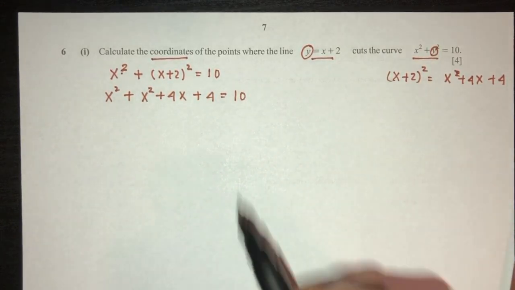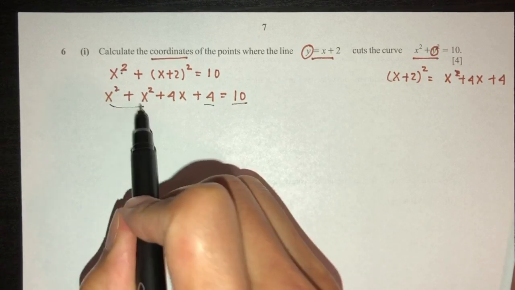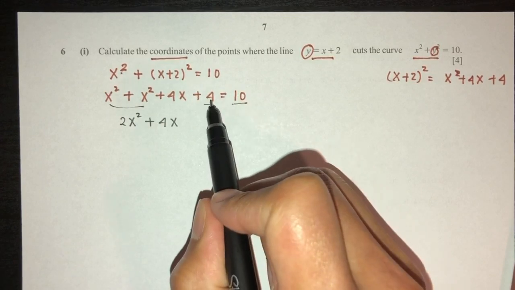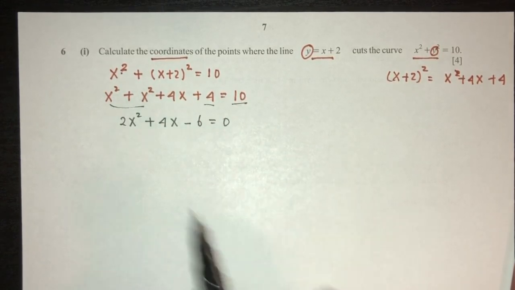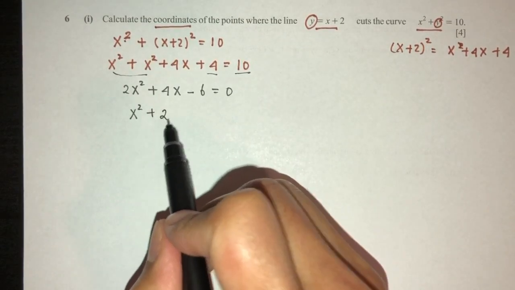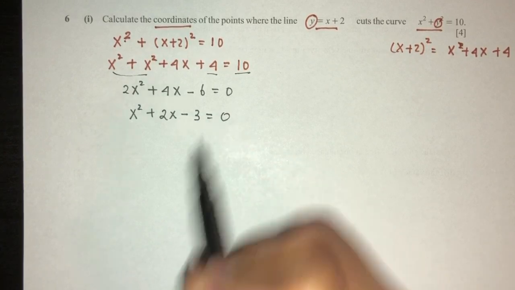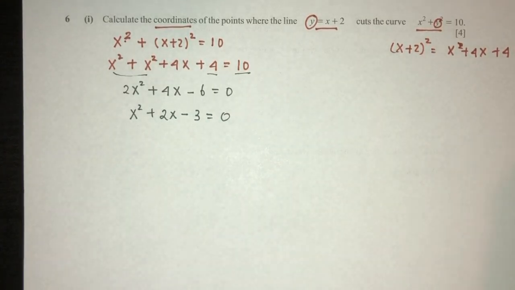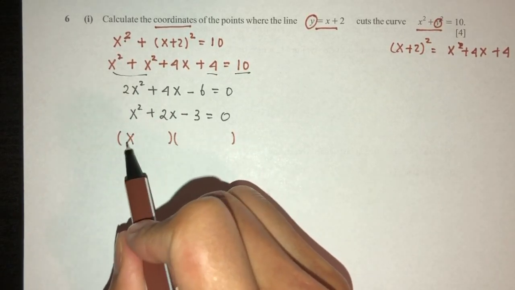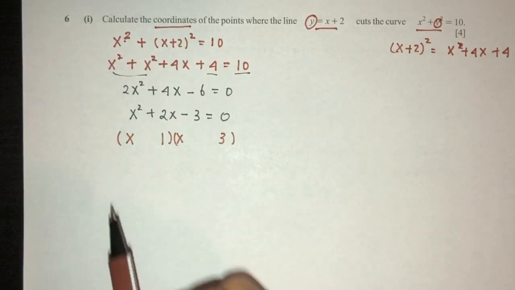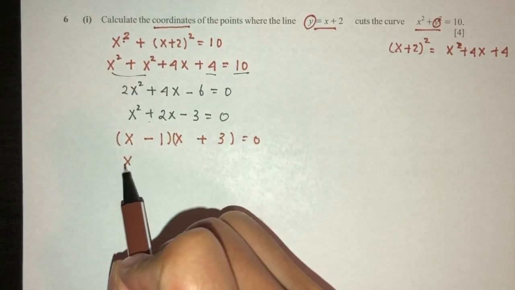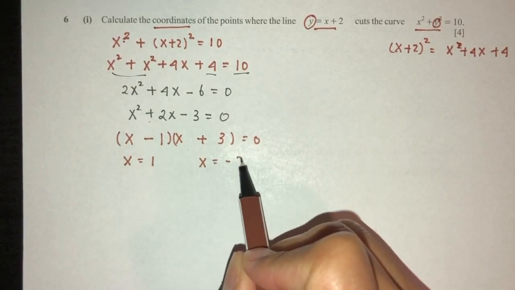Now we have to simplify this 2 and this 2. That will become 2x squared plus 4x. We bring this over here, you will have 4 minus 10, that will be minus 6 equal to 0. Next step is to divide by 2 everywhere. You will have x squared plus 2x minus 3 is equal to 0. Now this one is an easy quadratic equation we can factorize. So 2 brackets, x squared is x times x, and 3 is 3 times 1. For us to get plus 2, we have to do plus 3 minus 1. So x is equal to 1, x is equal to minus 3.